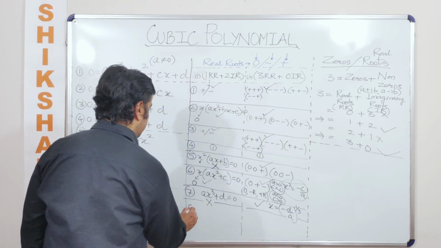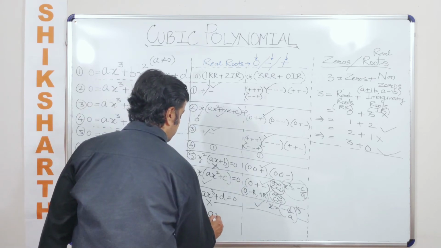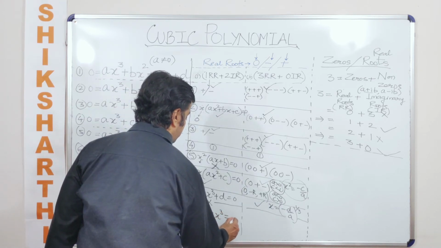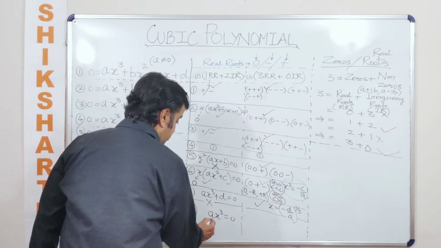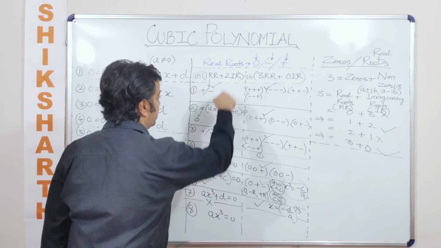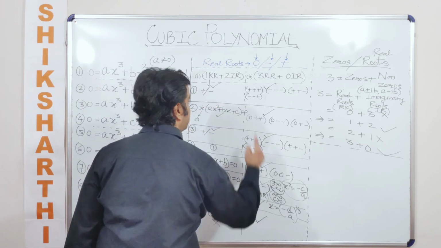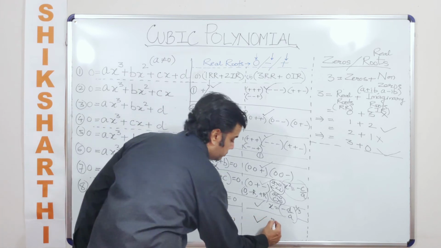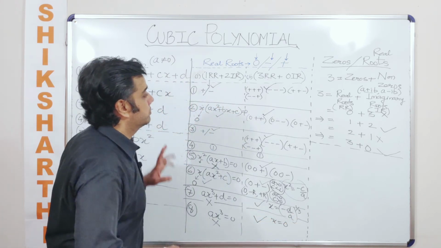Last case, which is case number 8. So it is basically referring to ax cube. So let's say ax cube is equal to 0. It is just like the same case as we talked about in case number 7. So here, if I say one real root and two imaginary roots, you will never have two imaginary roots here. You will have three real roots, and all the three real roots would be coincident and they'll be equal to 0 because a is non-zero.